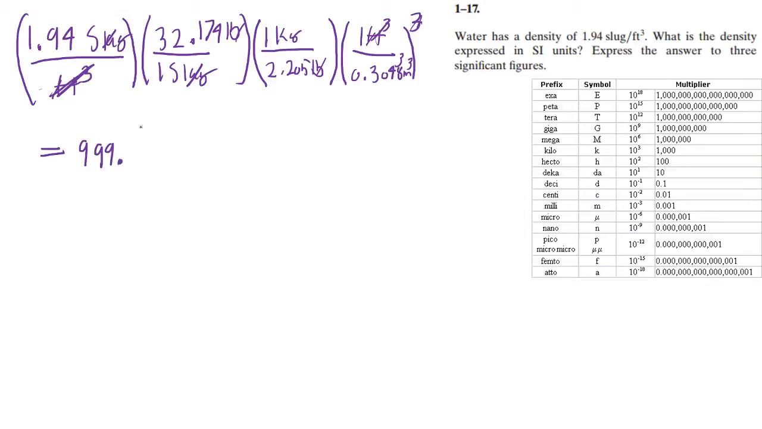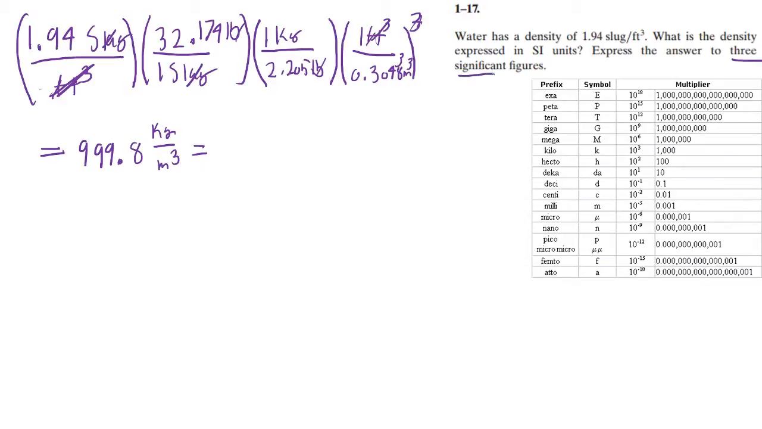Fine like a dime, 999.8 kilograms per meter cubed. And we're not going to stop there. We're not happy there. Because we want this in 3 sig figs.